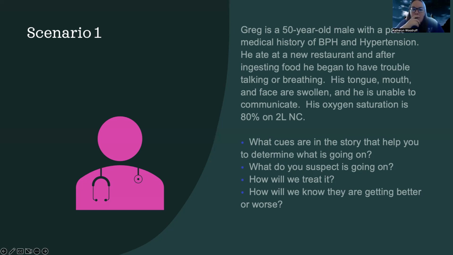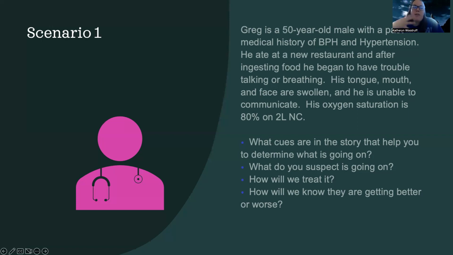So the cues for me are: he ate at a new restaurant, so it's something that's maybe new or different for him. After ingesting food, he started having trouble. The other things I'm looking for is what his problem is. He's having trouble talking, trouble breathing. He's having swelling in his airway. He can't communicate, and his oxygen saturation is low. A lot of that is starting to tell me he's reacting to something that happened. He ate and then he reacted, like his body reacted or maybe overreacted to something. So those are some of my cues.